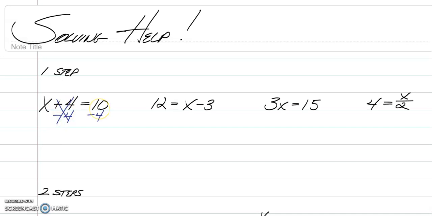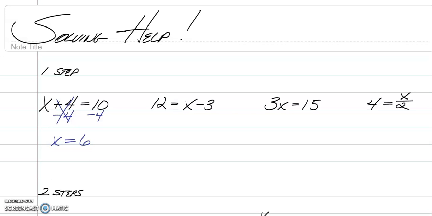And then we have 10 minus 4 is 6. The x is left standing, so we have x is equal to 6. That's it. Game over. Some people have been taught that you should always have x on the left. Not a true statement. It does not matter.